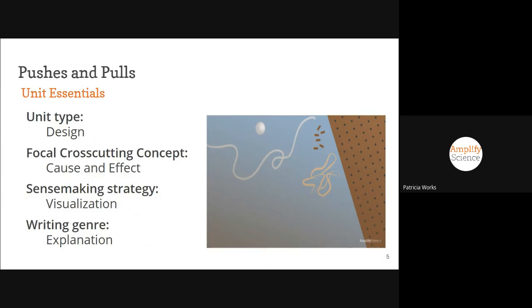The focal cross-cutting concept in this unit is cause and effect, and students have chances throughout the unit to consider how forces influence motion, helping the pinball start moving, change direction, and stop moving. Every Amplify Science elementary unit also includes a focal sense-making strategy, which students leverage as they read and also during investigations. This unit's sense-making strategy is visualizing. Like most units in Amplify Science K-5, the main writing genre is explanation.